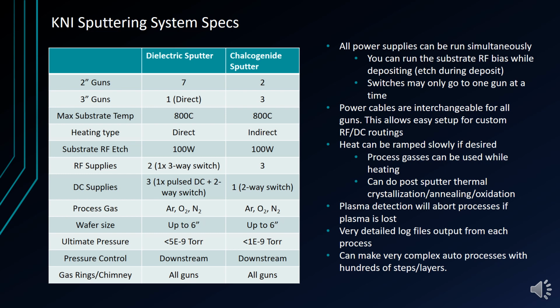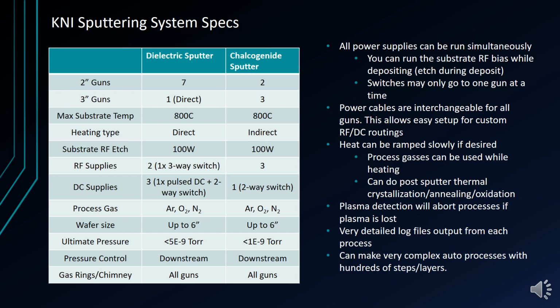For both systems, there are power supplies which have a switch box. This means that one supply outputs to multiple guns at once. However, it can only be connected to one gun at a time. So if multiple guns are connected to a power supply through a switch box, you will not be able to operate more than one of those guns at a time. You can, however, operate them sequentially without moving cables.